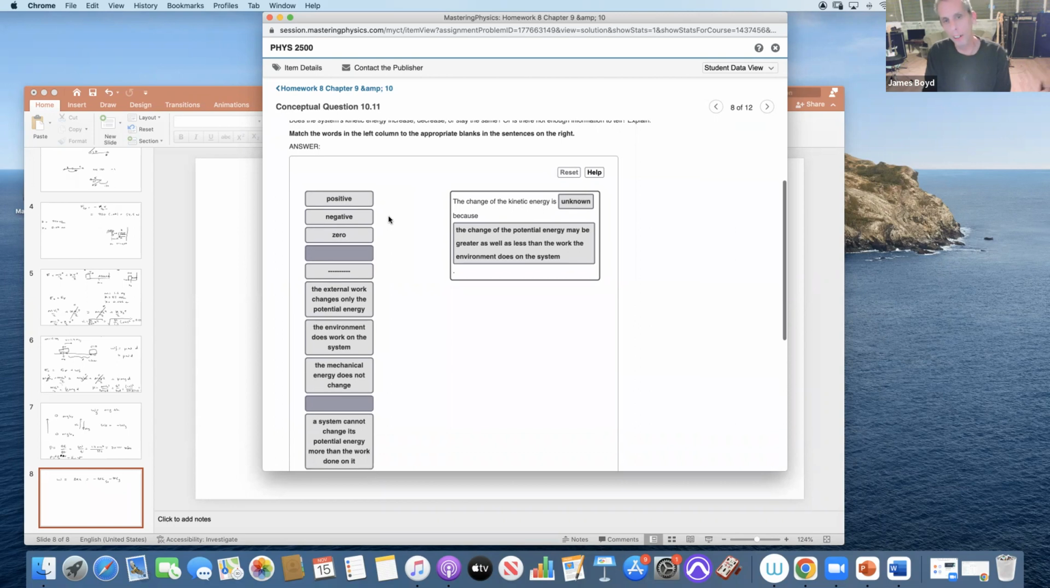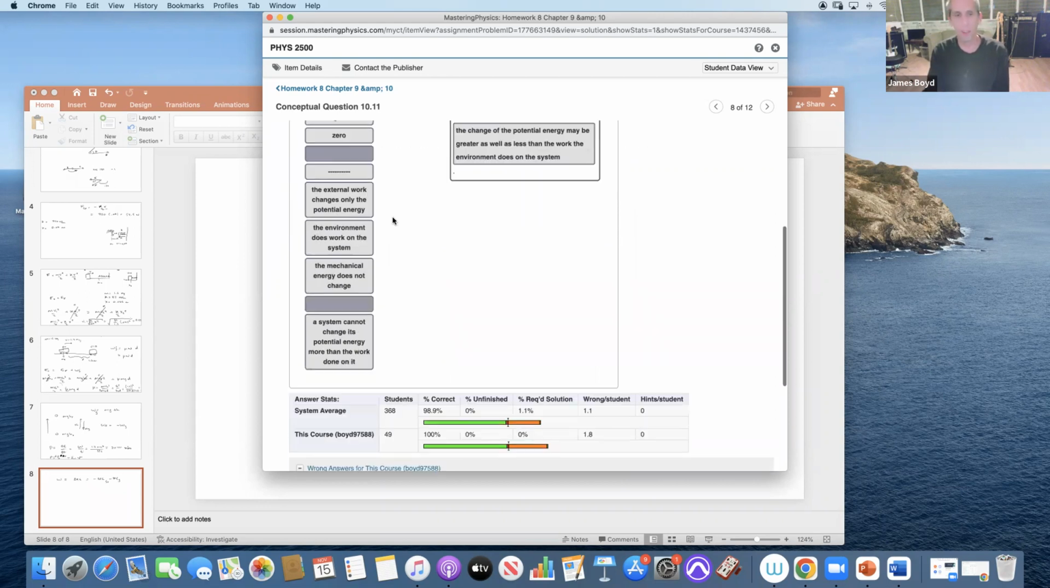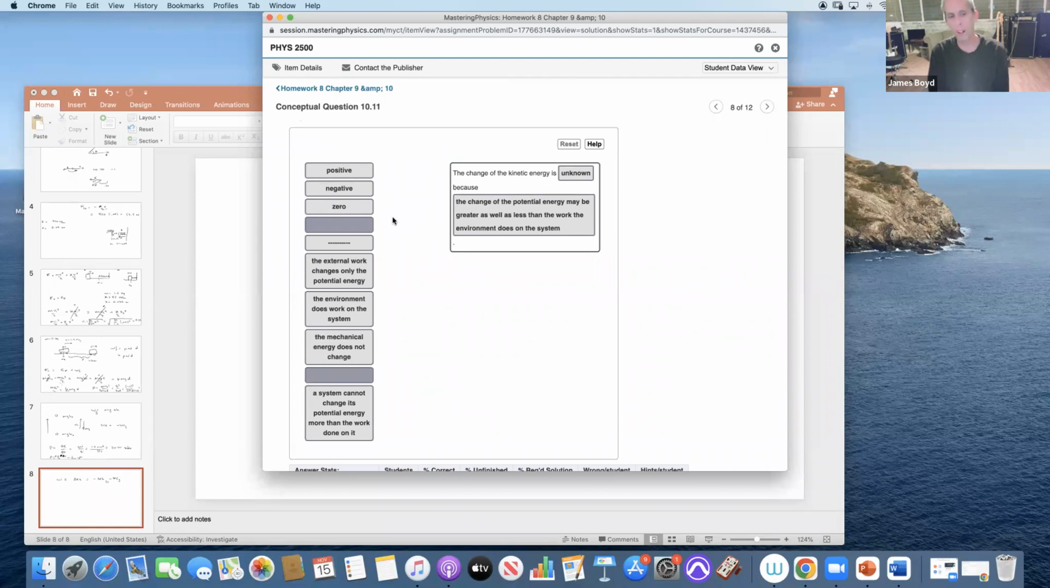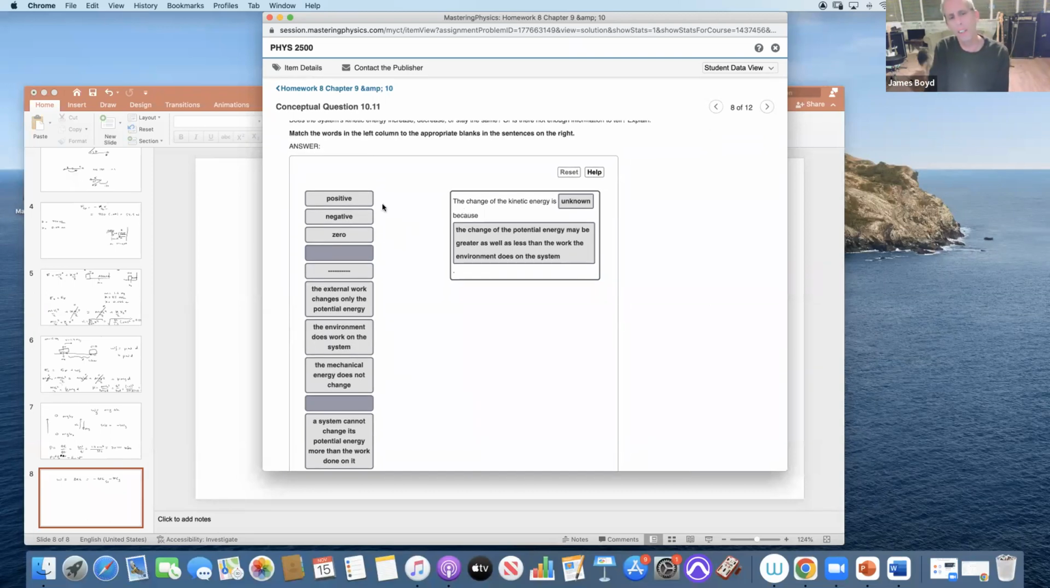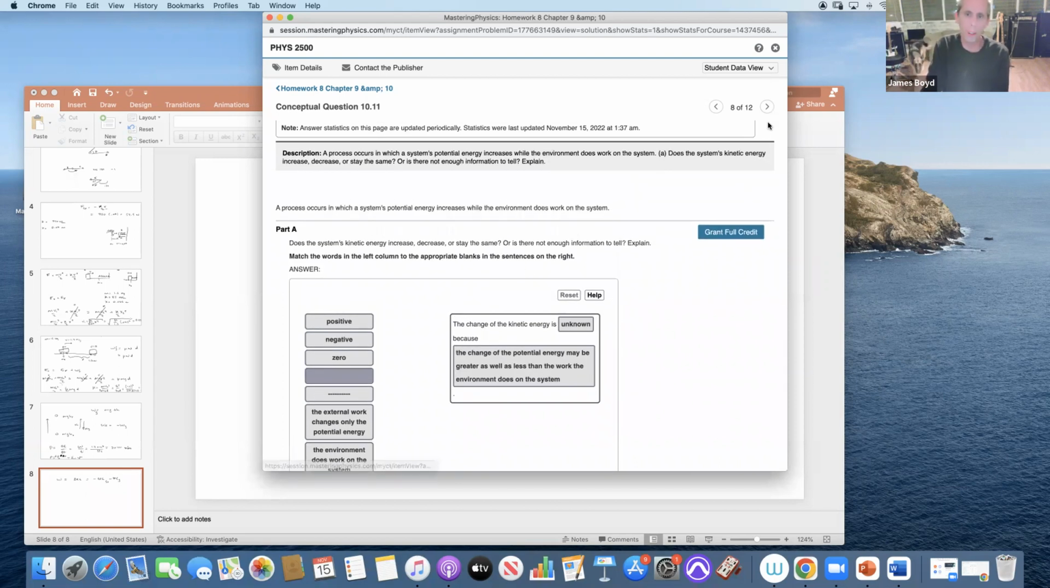I guess what they're saying here is that it's unknown because we don't know how much work is being put in. So we could be putting enough work in to increase its potential energy and its kinetic energy, or enough to keep it the same. So that's unknown. But what I really wanted you to think about is the relationship between potential energy and kinetic energy. That's a really bad question. I thought that question was different when I read it. Sorry, but the answer is unknown. We don't know because we're actually putting energy in. It could potentially be increasing both of them.